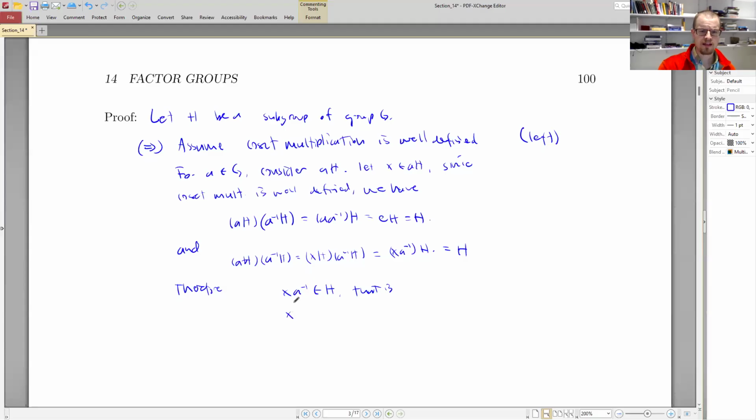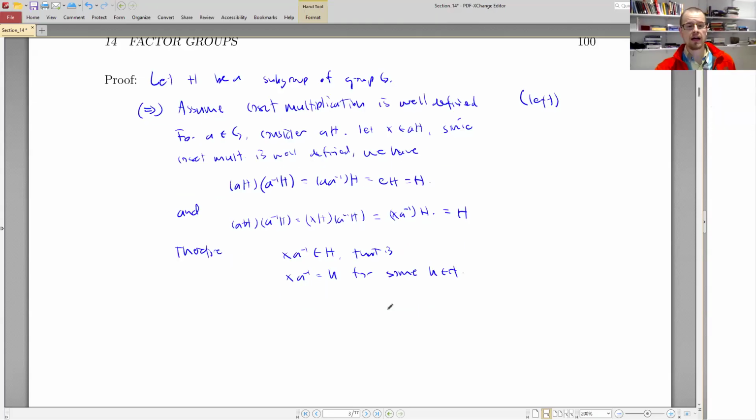That is, X times A inverse is equal to h for some h in H. I don't know which element it is, but it is equal to something. And the reason that that is good for us is because I can multiply on the right by A to get rid of the inverse, and I get X is equal to hA. Now, what's the benefit of that? Well, now I've written X as a multiple of h by A on the right, which means X is an element of HA.